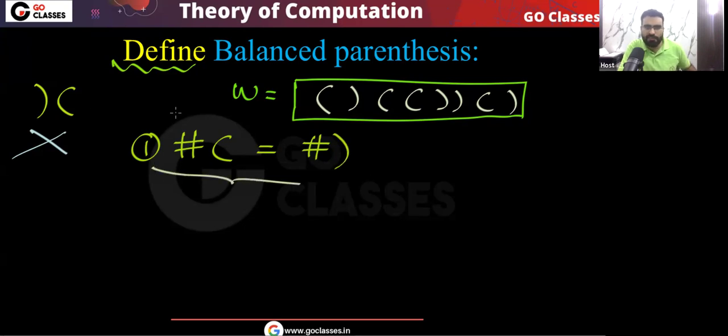But tell me, is it enough? Can I say number of open brackets equal to number of close brackets is enough? No, it is not enough. For example, this is not balanced. Yes or no? Okay, so what should happen? What is the second thing that should happen?